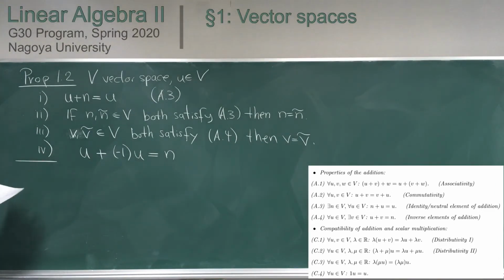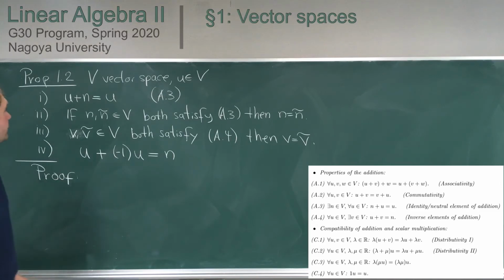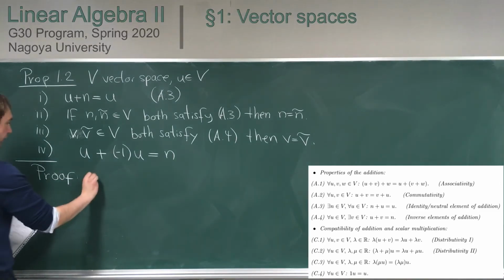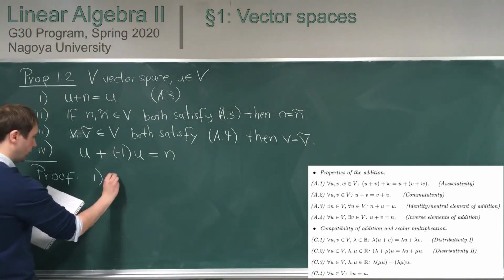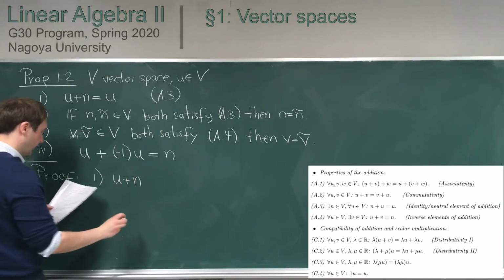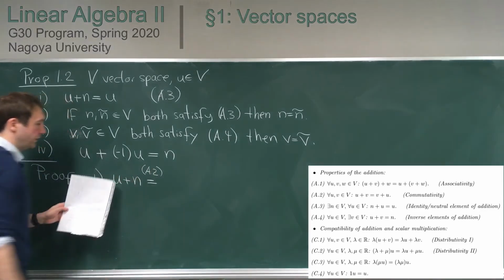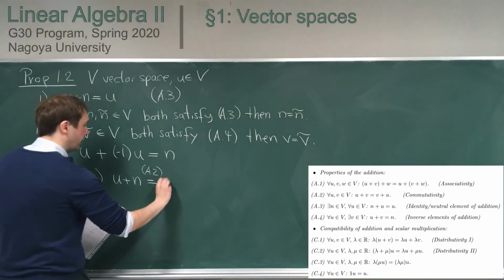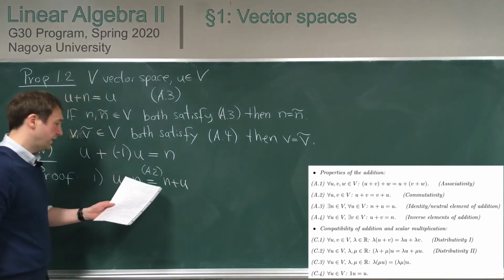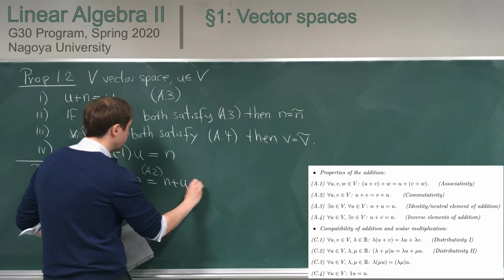Okay, so let's prove this. This should all follow from the definition of a vector space. And the first is quite clear. So why is this true? Because we know that u plus n, by property A2, the addition is commutative, so it doesn't matter in which order we add them, is the same as n plus u. And then by the condition A3, n plus u is just u.